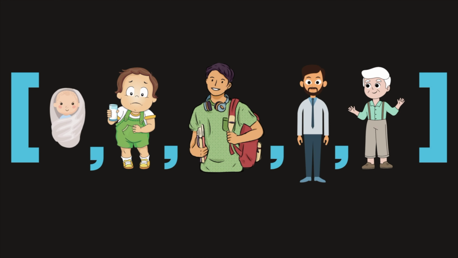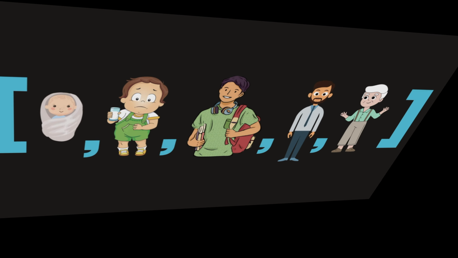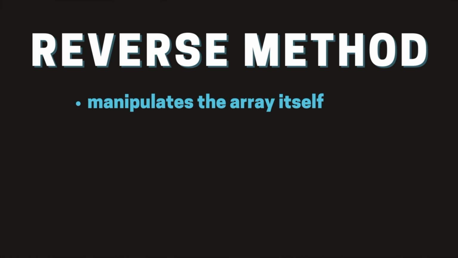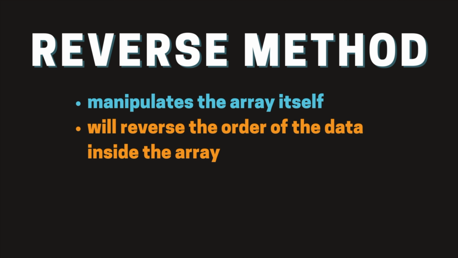Say we have an array of life stages, but we were trying to build this for Benjamin Button, the guy who was born an old man and becomes a baby as he grows up. Reverse will come in handy for this. The reverse method manipulates the array itself. It reverses the order of the data inside the array.